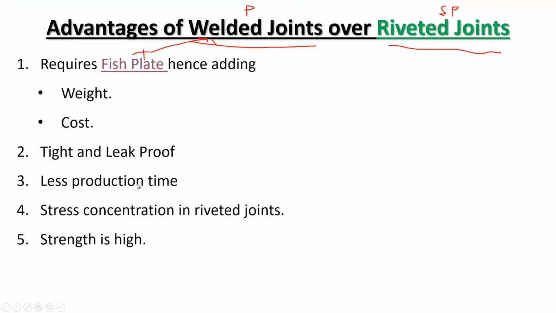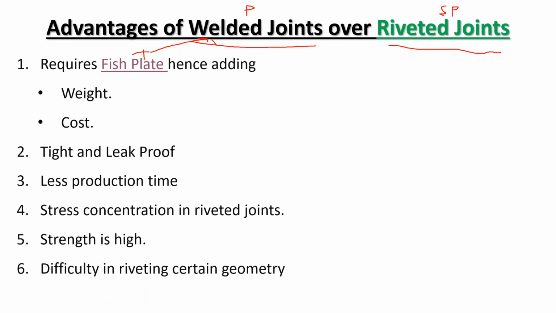Which is the fifth advantage of the welded joints over riveted joint. Since there are no rivets to be attached in case of welded joints, we do not need to drill any hole, and in the absence of a hole, there is no stress concentration in case of welded joints, because of which the strength of a welded joint is very high as compared to a riveted joint.